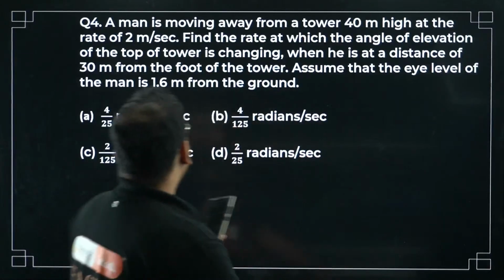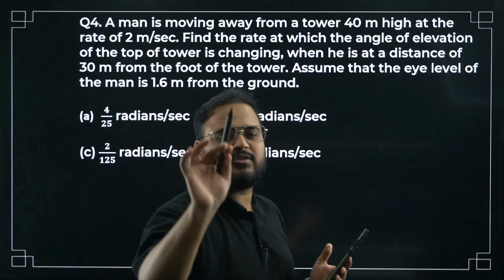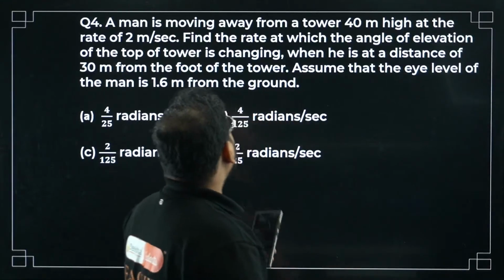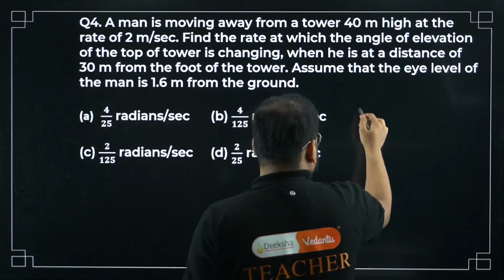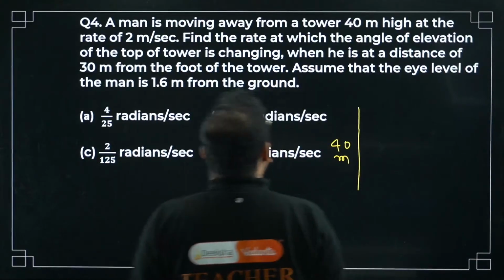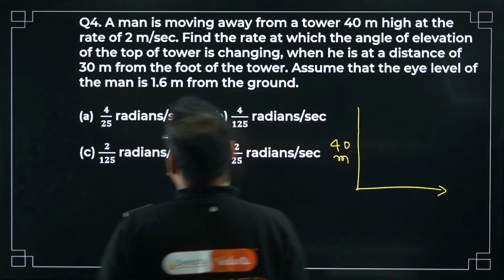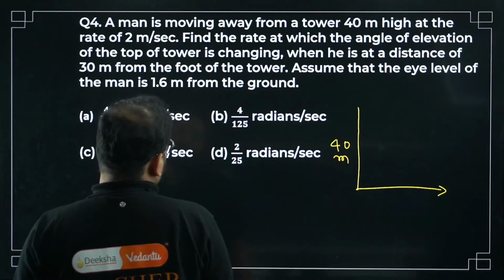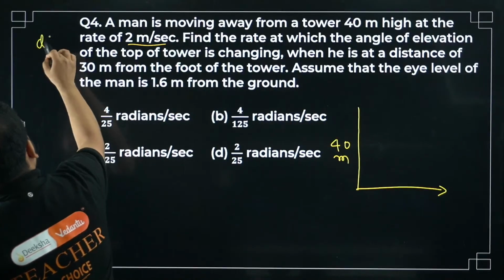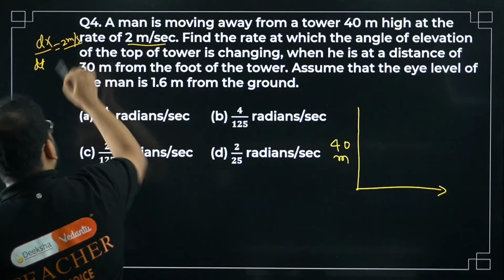A man is moving away from a tower. Excellent question. I want all of you to try this and solve it. I'll give you time as well. Please solve this question. There's a tower 40 meter high. A man is moving away like this at a rate of 2 meters per second. So basically they have given this value as dx by dt, which is 2 meters per second.